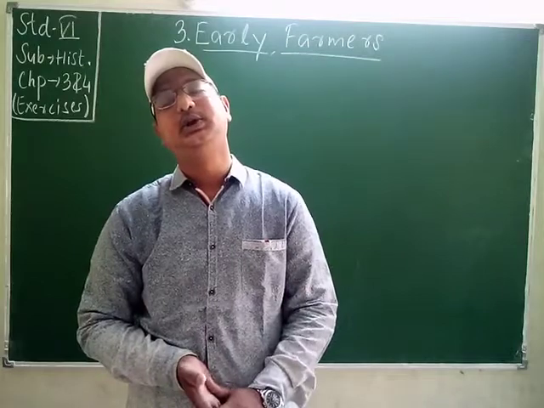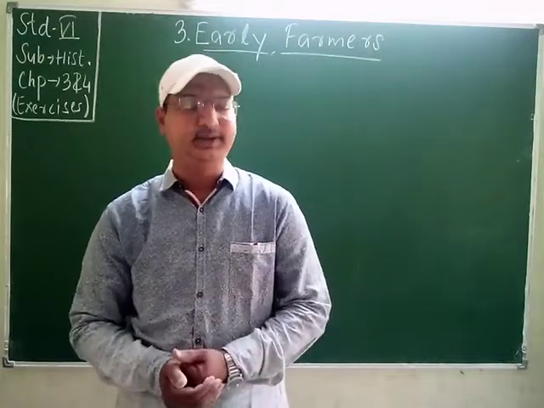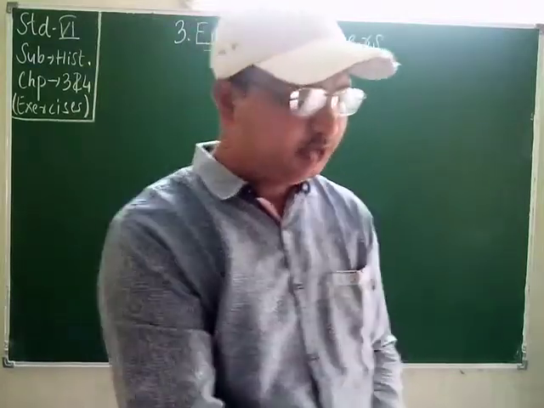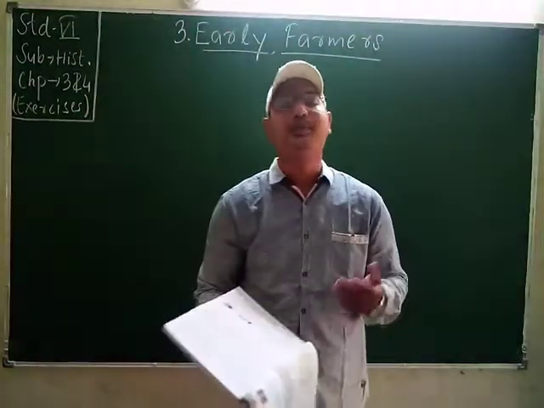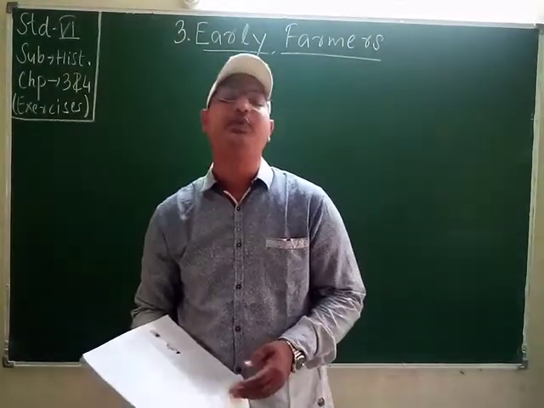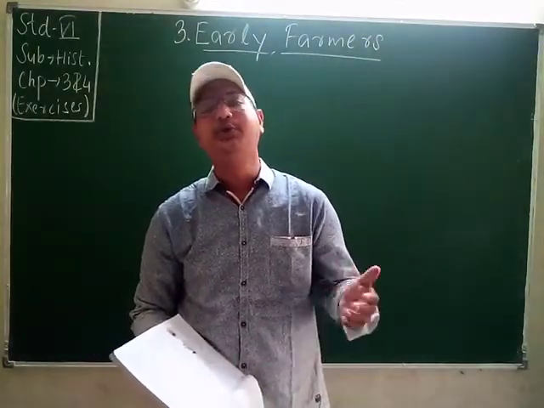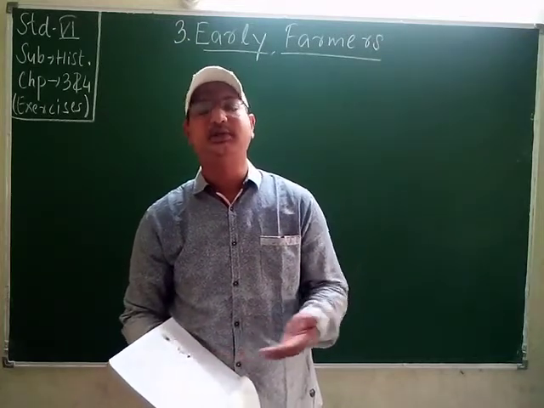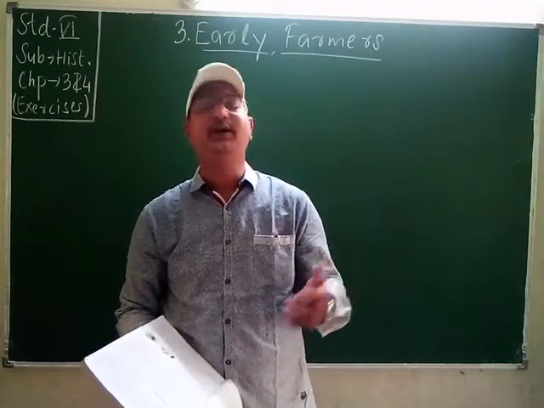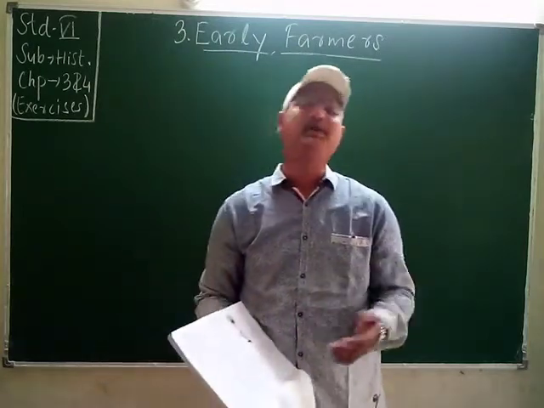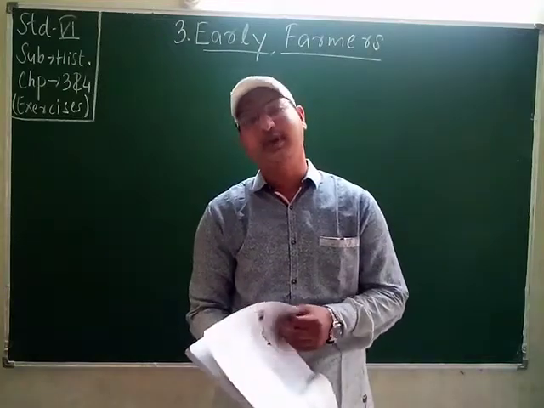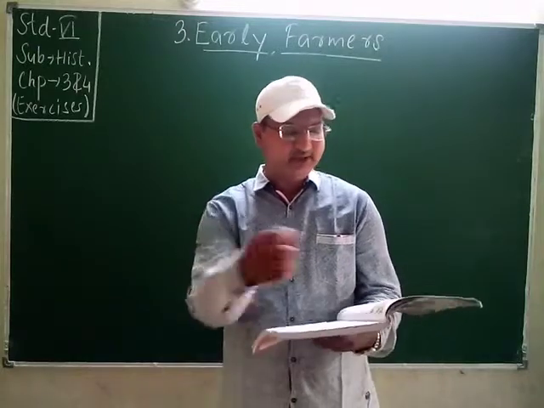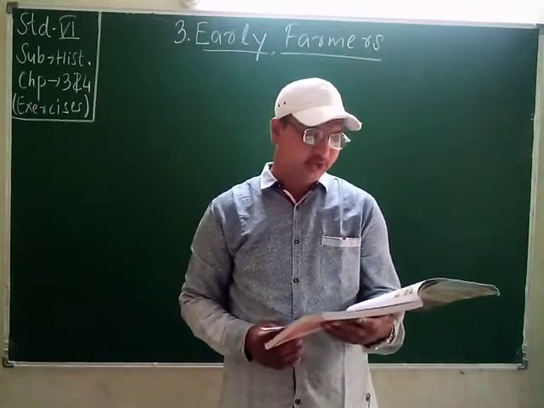So in this series, the first chapter for today is chapter number 3, the early farmers. Students, we know that the chapter is all about the primitive man, the early man, how they became food producers from food gatherers. They were nomads at the first time, but gradually as the time passed, they became food producers, they became farmers, cultivators. So students, we will take the exercise section, answer the following questions.